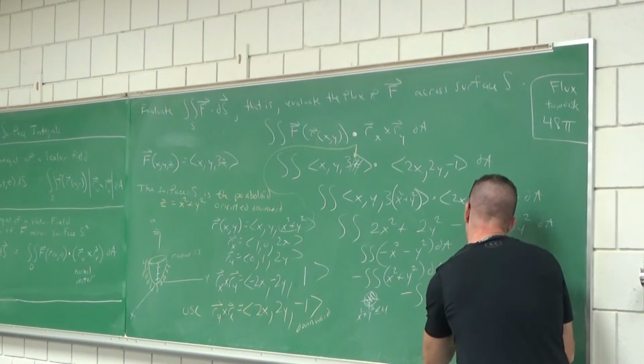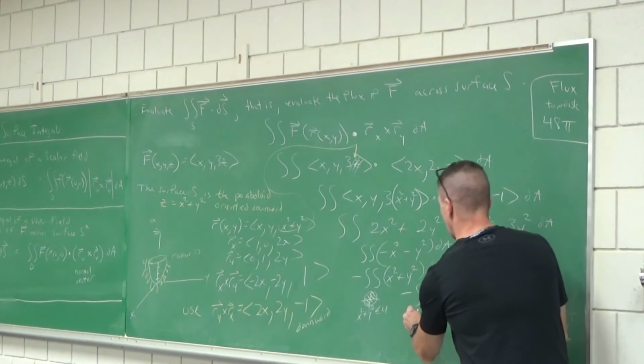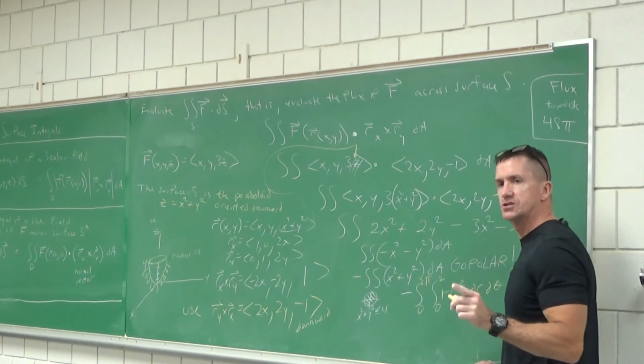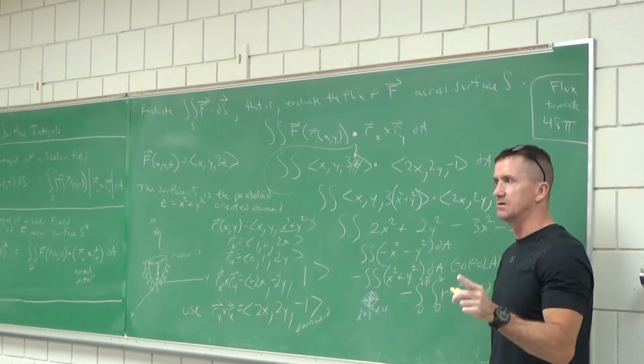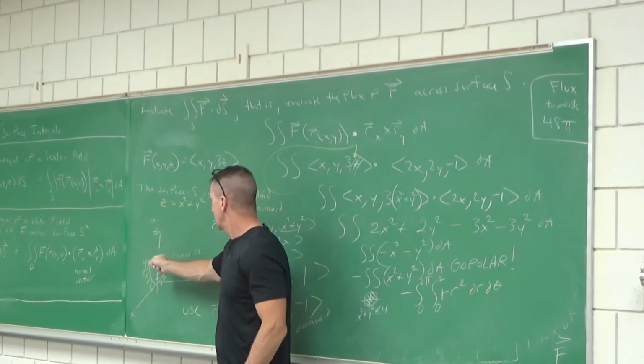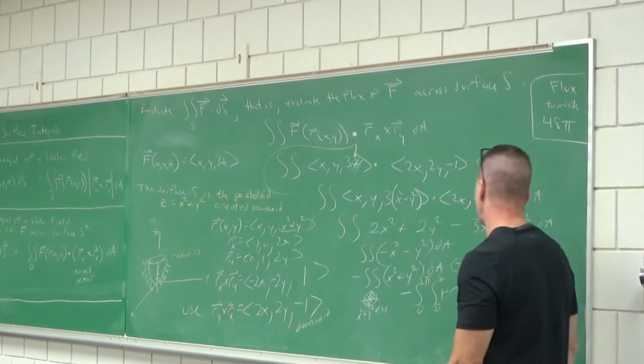There it is. θ goes from 0 to 2π. And the radius? 0 to 2. Does everyone know why I used a radius of 2? I had to think where the surface was equal to 4. Okay, so what is this integral?